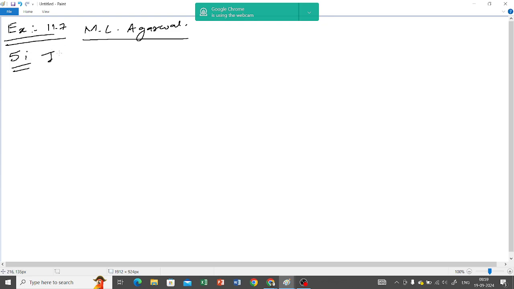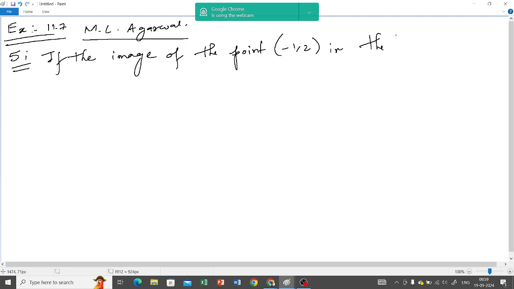Sir, can you say the question once more? Yes sir, I got it. If the image of the point minus 1 comma 2 in the line is the point 1 comma 5, I am making a mistake here, 3 comma 5.